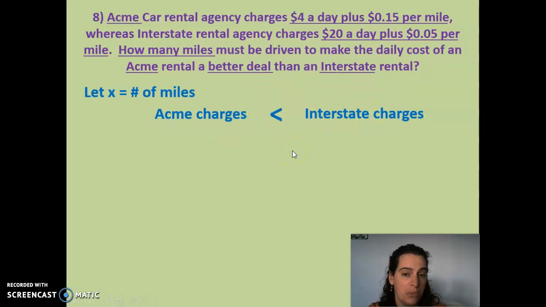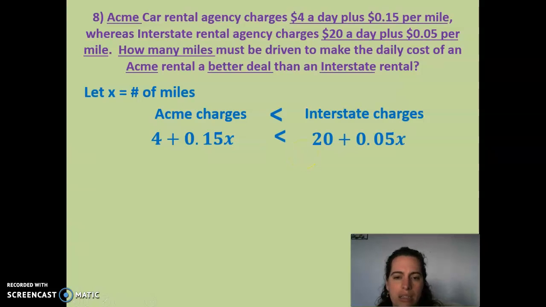Now, can it be or equal to? If Acme needs to be a better deal than Interstate, it can't really be equal to. It does need to actually be less than. So, Acme, how much are they going to charge? Well, their rate is $4 a day plus 15 cents per mile. So let's write that as 4 plus 0.15 times X. Now for Interstate, it's similar, but theirs is $20 a day plus 5 cents per mile. So we can write it like this.